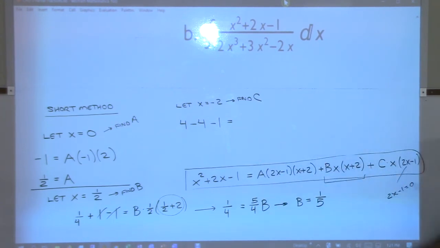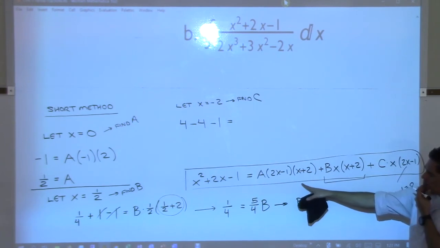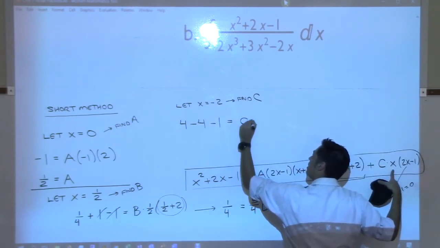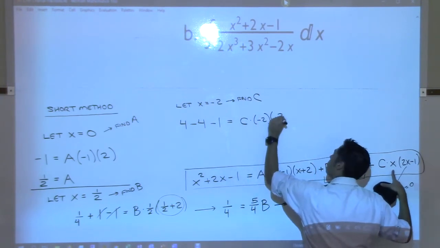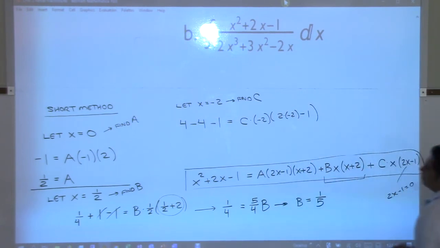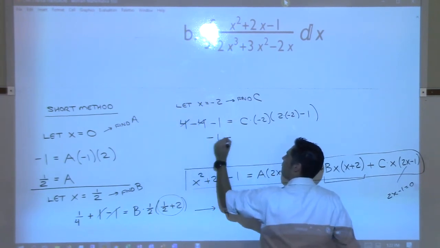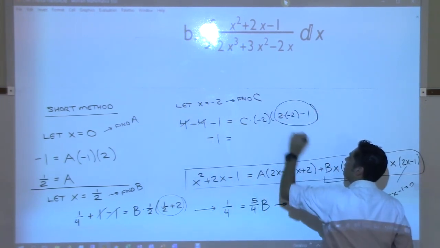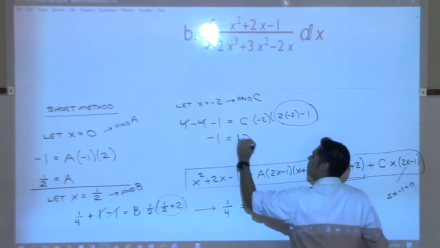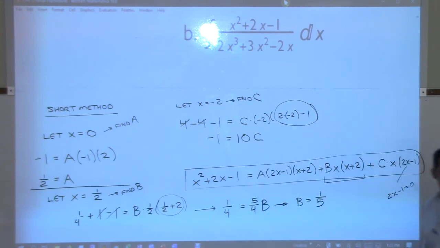Okay, what happens to this when x is -2? It's gone, right? And then here we just need to replace the x's with -2. So C times -2, and then we have 2 times -2, and then -1. Left side is -1. What about all this? This right there, that's -5, right? And we're going to multiply that by -2, so we're going to get 10. 10C. So C is -1/10. So we know what A, B, and C are.